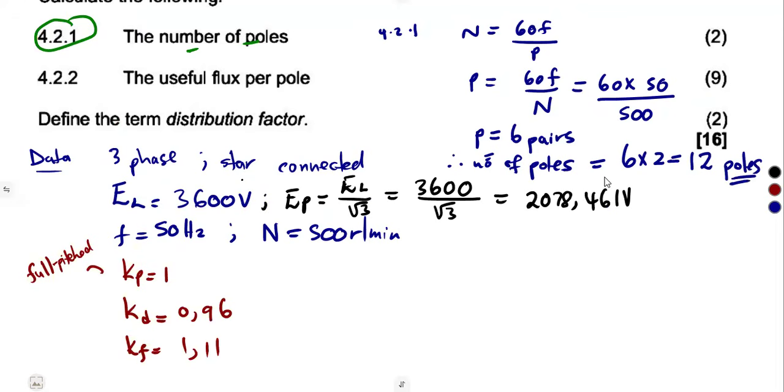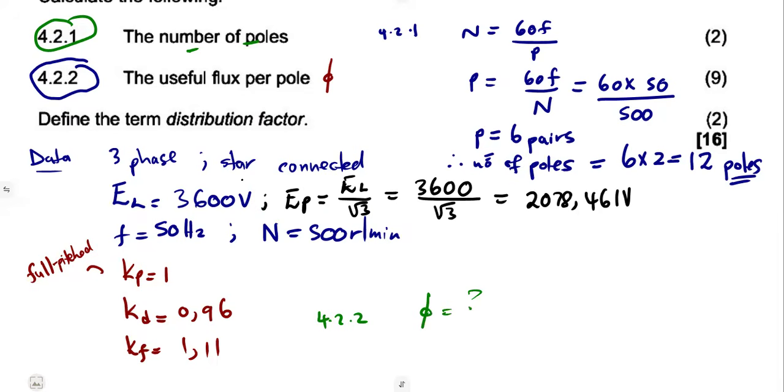So this is the idea for our question. We have got 12 poles there. Then 4.22, the useful flux per pole. The only part that we have that consists of this useful flux per pole is from our EP, the induced EMF that we have per phase. That is where we have got the useful flux.